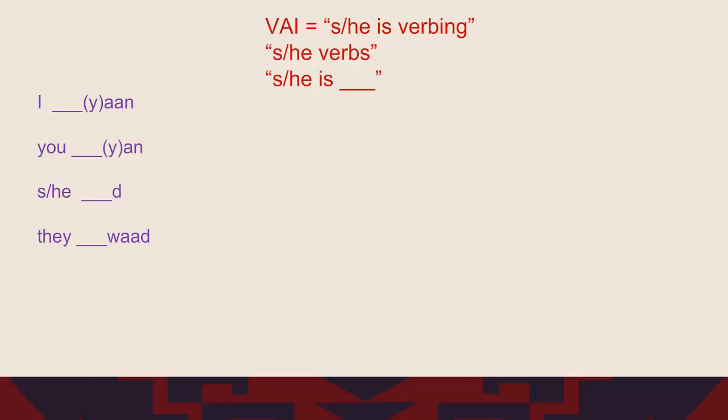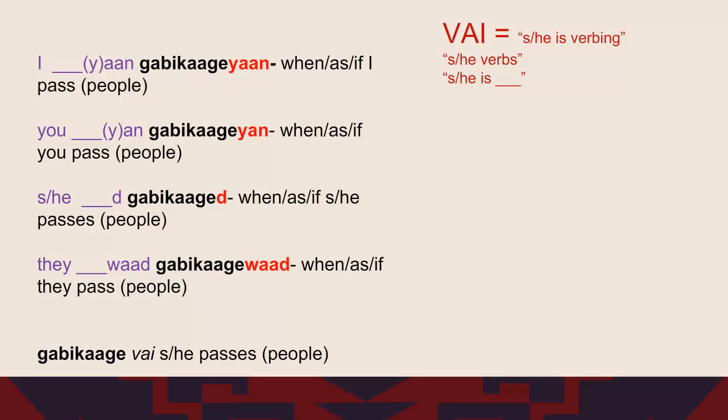Now for the VAIs. So he or she is verbing, they're doing something, he or she does something, or he or she is something. So for I, the suffix on the verb would be on or yan. For you, it would be un or yun. For he or she, it would be d, and they would be wad. Okay, so the verb we're going to use to demonstrate the VAI is gabakage. He or she passes people.